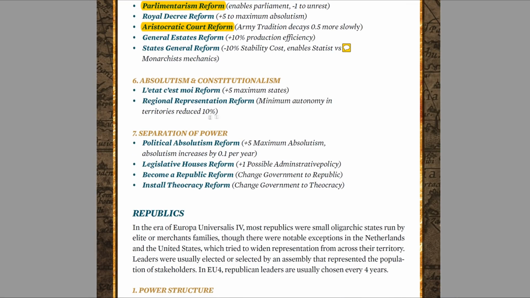Okay, and then minimum autonomy in territories reduced to 10%. Yes, please. +5 maximum states also helps with the religion conversion, because so far it is understood in the new update that you cannot convert provinces that aren't states. The +5 maximum states will help with that, definitely. But minimum autonomy reduced by 10%, pretty strong.